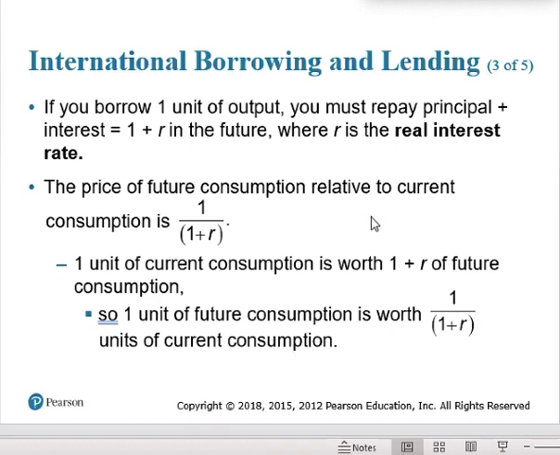And of course, if you lend and borrow, there will be a return, and here is the return. The R is the interest rate. So if you borrow 1 unit of output, you must repay the $1 plus the interest R in the future, where the R is the real interest rate. So the price of future consumption relative to current consumption is 1 over 1 plus R. And what is this? This is a discount rate, right? This is a discount rate. There has to be a discount rate when you are trading between now and in the future.